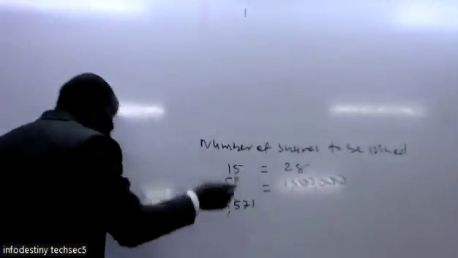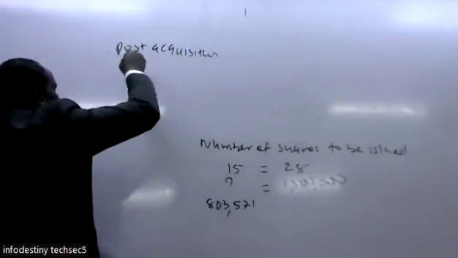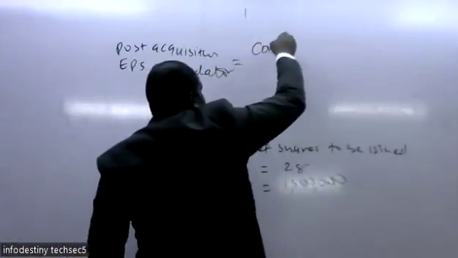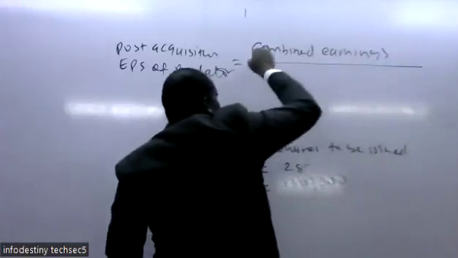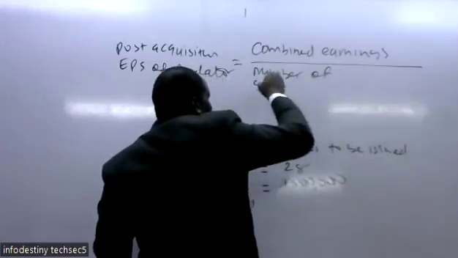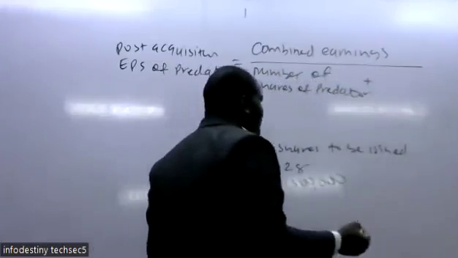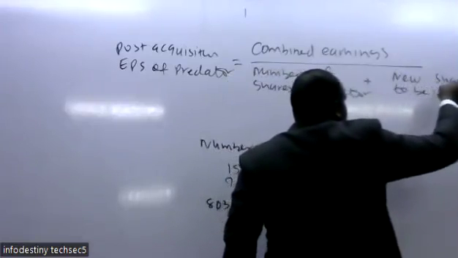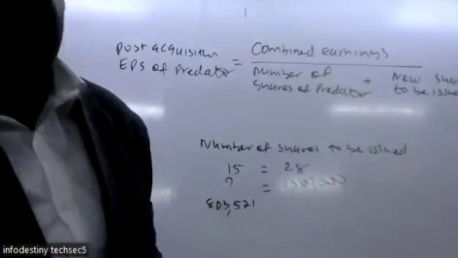So to calculate the earning per share of the predator, remember, it is simply the combined earnings divided by the number of shares of the predator, since it is the share for share exchange. We take the number of shares of the predator, then we add the new shares to be issued.